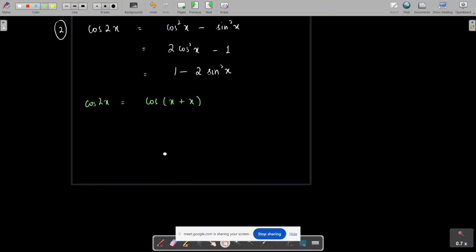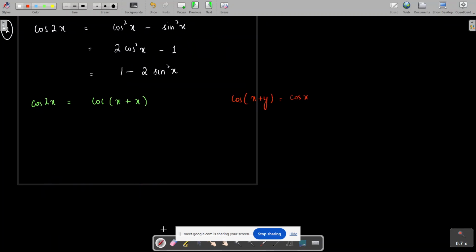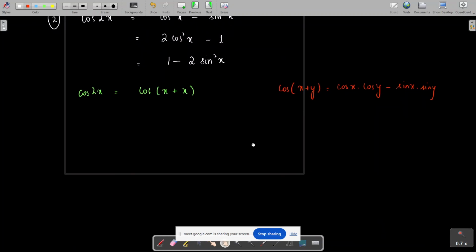Okay. And then we will expand it as per the compound angle identity. So it was cosine of x plus y is cosine of x times cosine of y minus sine of x times sine of y. Yes, sine of x times sine of y. Okay, so we'll use this.